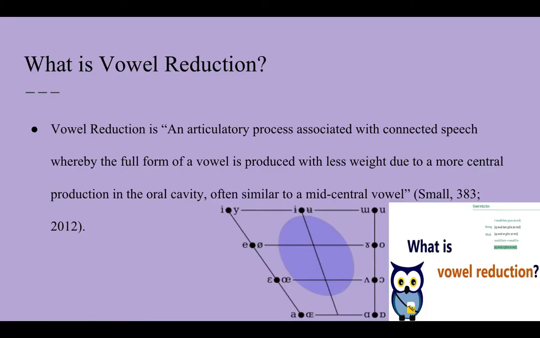So, switching over to defining vowel reduction, what is vowel reduction? Vowel reduction is an articulatory process associated with connected speech whereby the full form of a vowel is produced with less weight due to more central production in the oral cavity, and which is often similar to a mid-central vowel. This is also from the textbook.